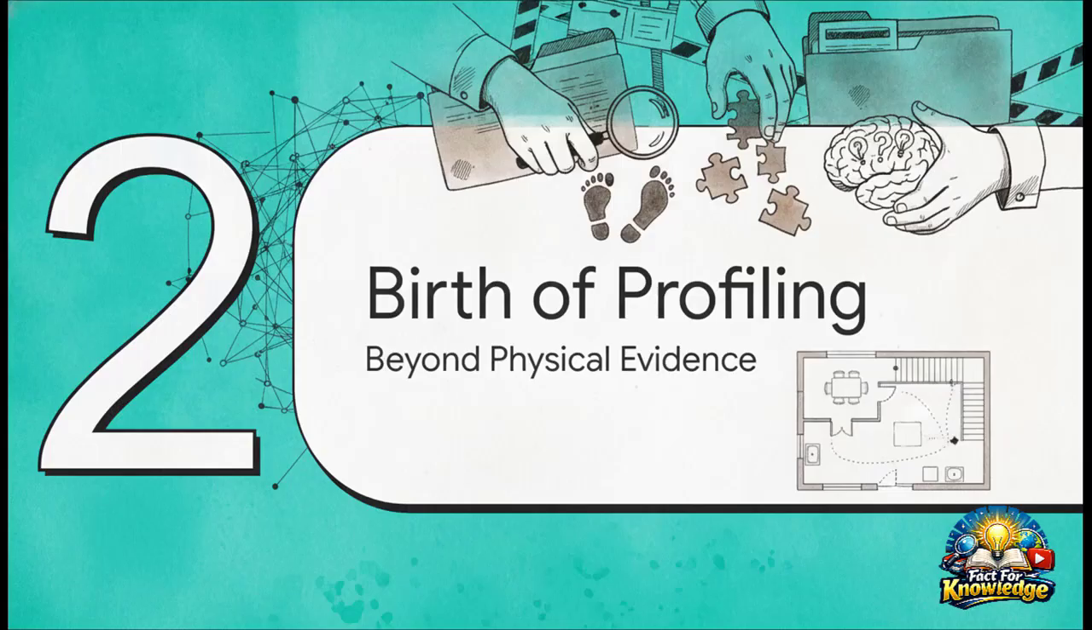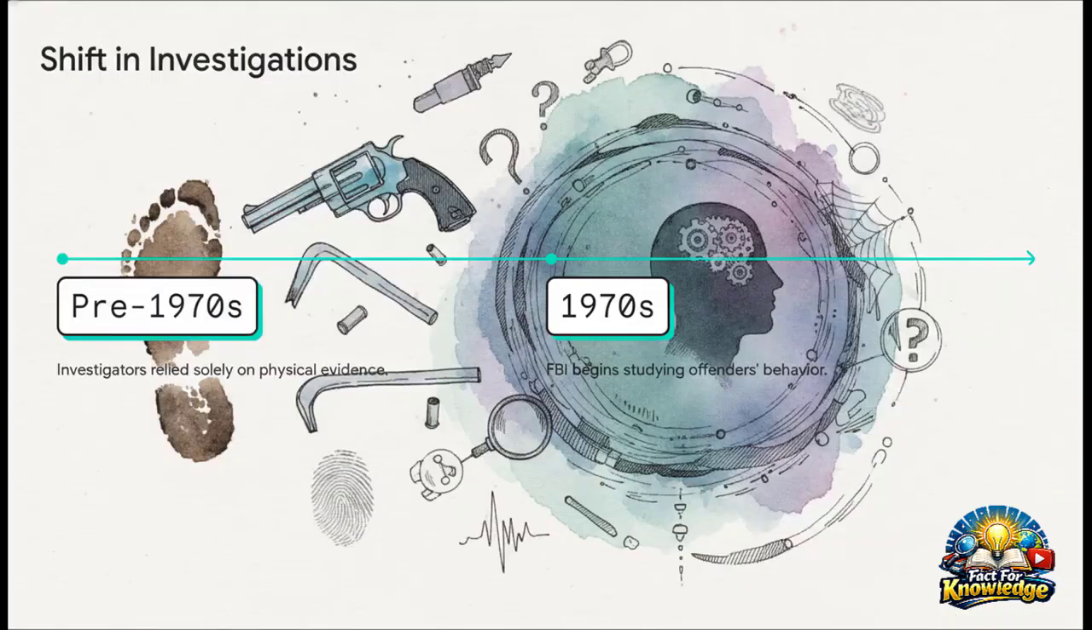Which brings us to our second phase, the birth of profiling, and moving beyond physical evidence. But how did we actually learn to spot these patterns? To answer that, we have to jump back to the 1970s to see how the FBI fundamentally changed their entire approach to crime scenes. During this era, the FBI's behavioral science unit began systematically studying violent offenders. They were sitting down and interviewing some of the most notorious figures in history.